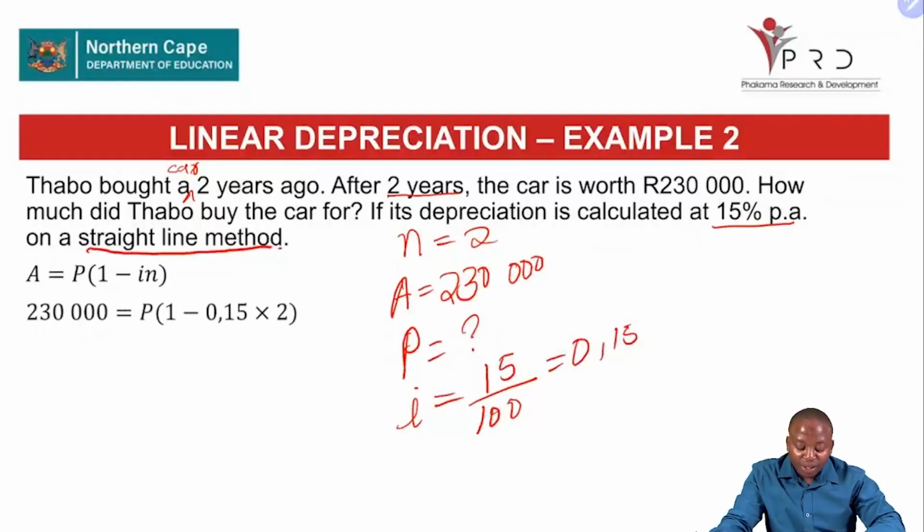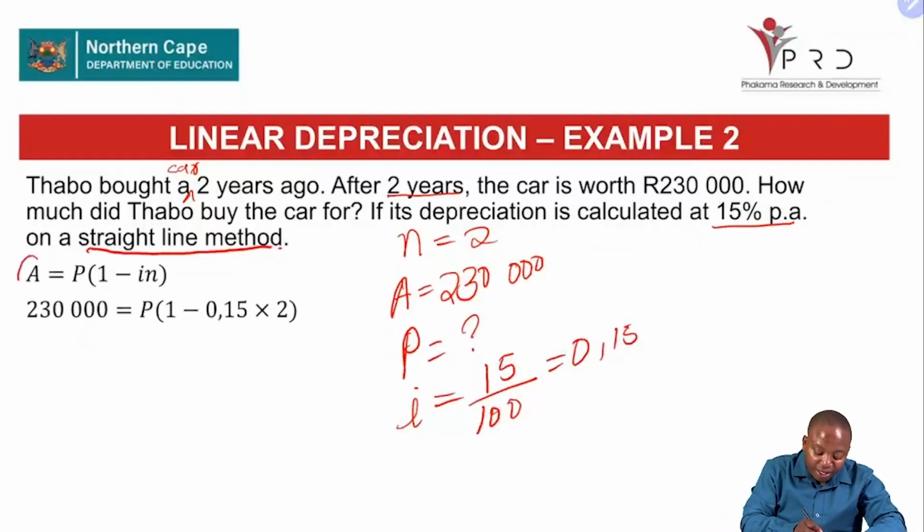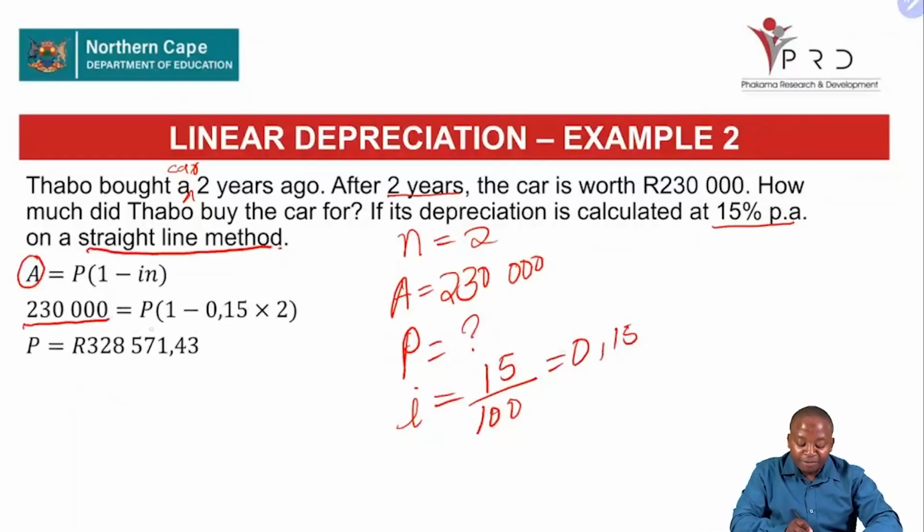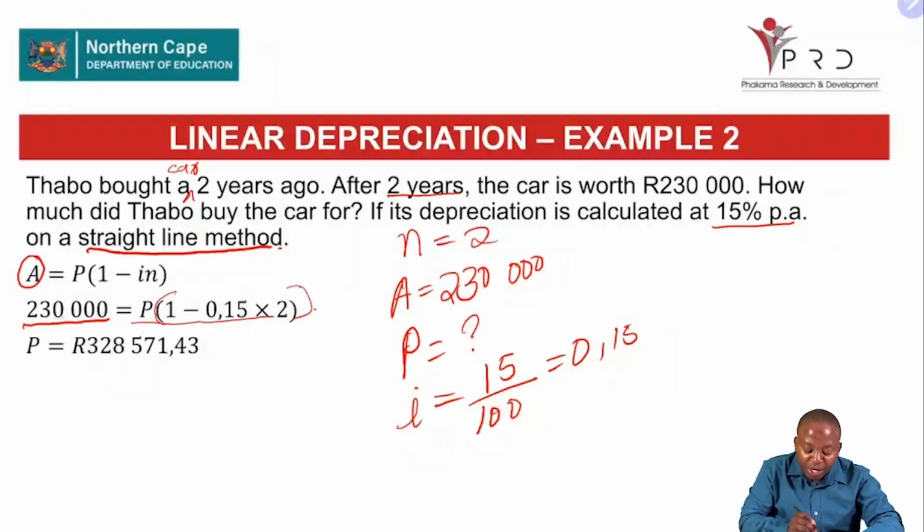We substitute the values that are given. So our A in future, in that 2 years' time, was given as 230,000. P is the amount that I want to know, the present value. 1 minus our I, which is 0.15, times 2. The 2 there is N. Now you simplify and you solve for P. Remember, like we did in the revision, we divide both sides by everything that is in the bracket.